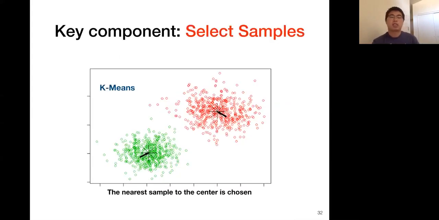And it's worth mentioning a key component in our algorithm, which is that we need to select samples for each task. Here we propose to use k-means to choose samples. For example, if we need to choose 15 samples for each task, we will first cluster all the samples in that task into 15 groups, and the nearest sample to the center of each group will be chosen to save in the memory.